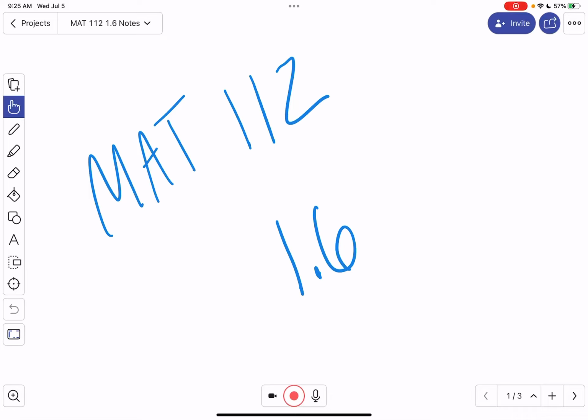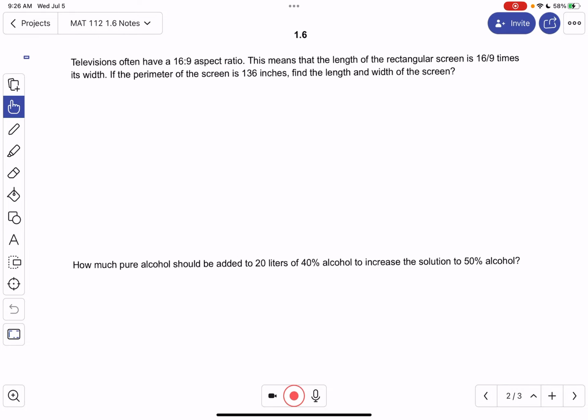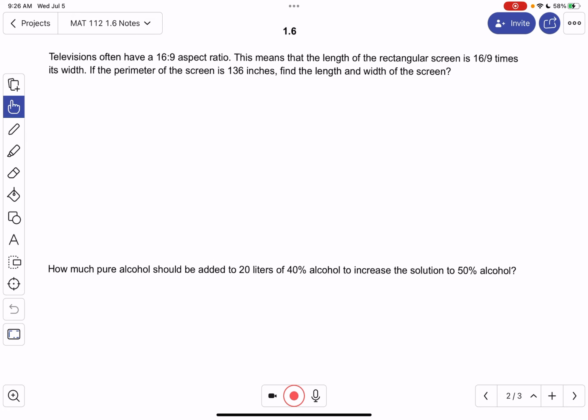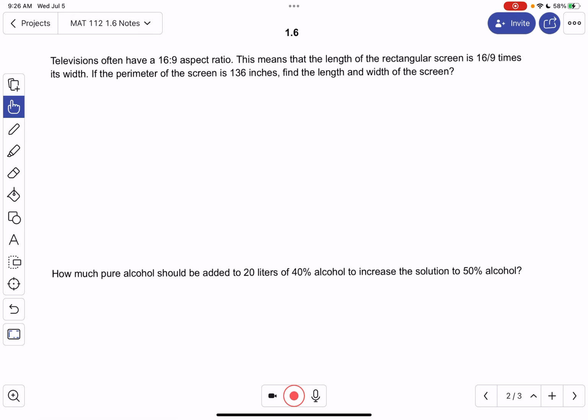Okay, section 1.6 is going to take all the linear stuff we've talked about and apply it to real life word problems. All right, televisions often have a 16:9 aspect ratio. This means that the length of the rectangular screen is 16/9 times its width. If the perimeter of the screen is 136 inches, find the length and width.